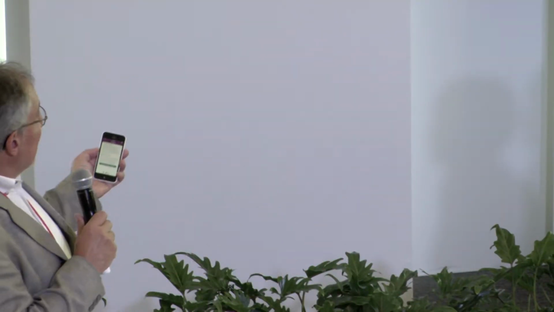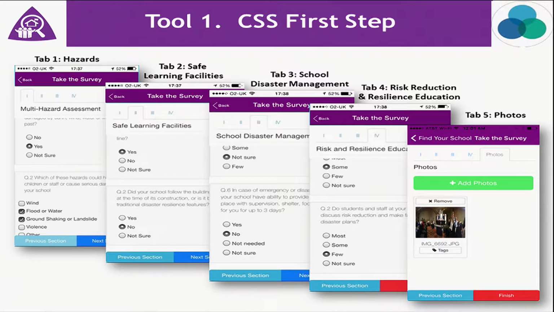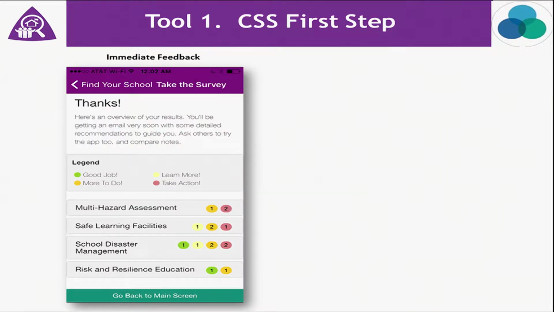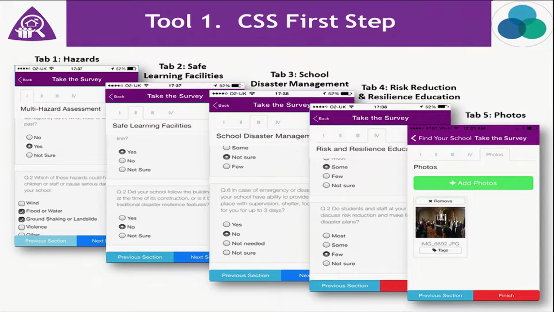The beauty of it, in my judgment, is that at the end of the 10 minutes, the person who's using the tool immediately gets feedback. It's just 4 or 5 screens that they fill, 12 questions.